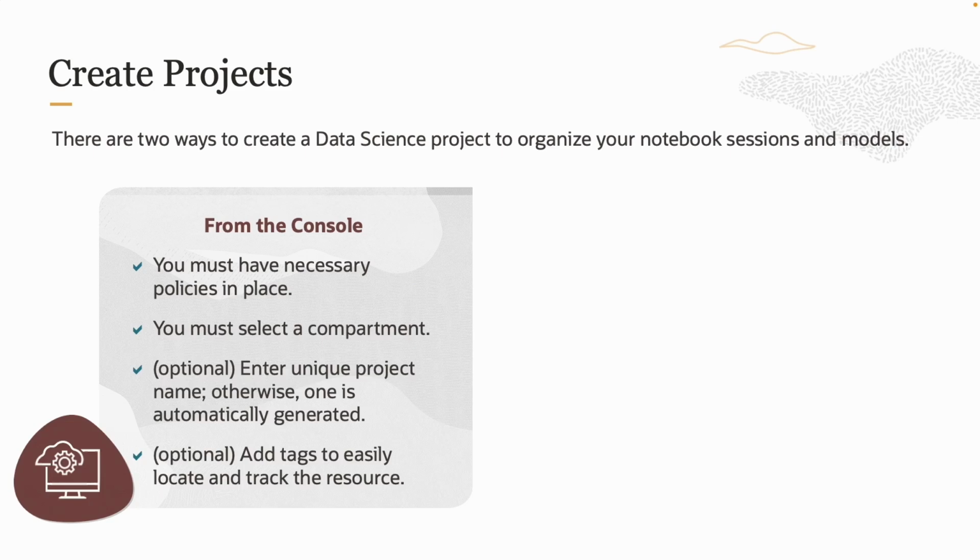Add tags to easily locate and track the resource by selecting a tag namespace, then entering the key and value. To add more than one tag, click Add Additional Tags. To view the details for your project immediately after creation, select View Detail page on clicking Create. After you successfully create a project, you can create notebook sessions and models and associate them with the project. You and your collaborators can then organize and document your data science work within the projects.